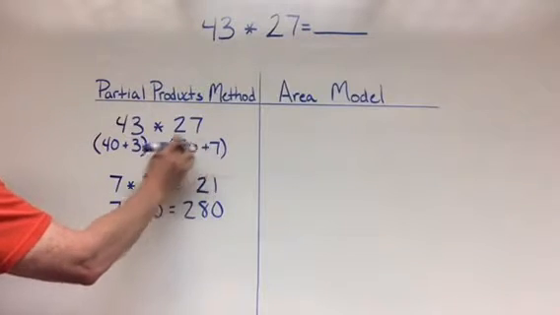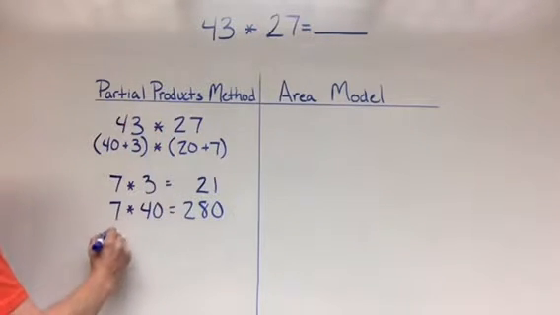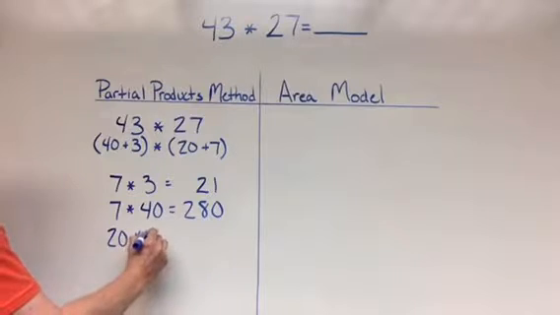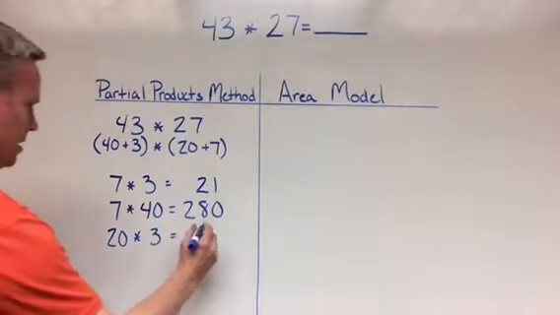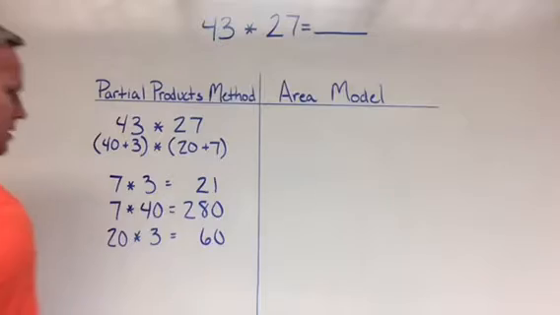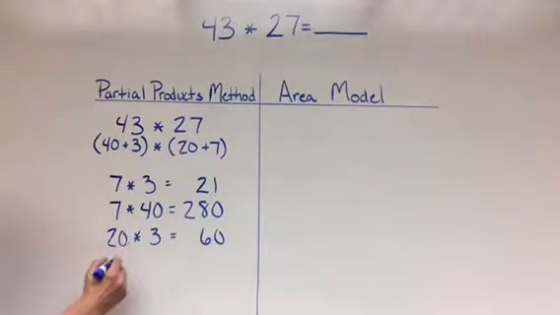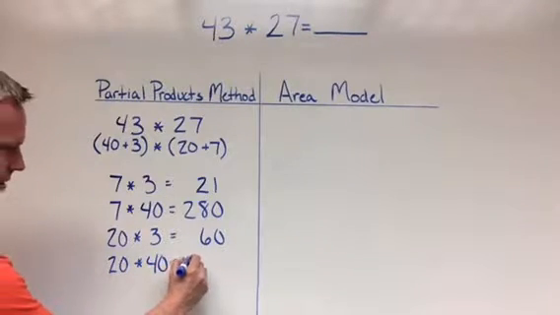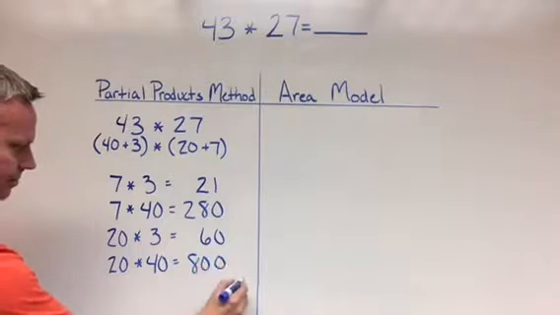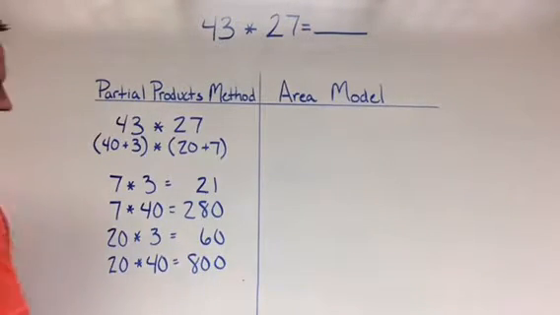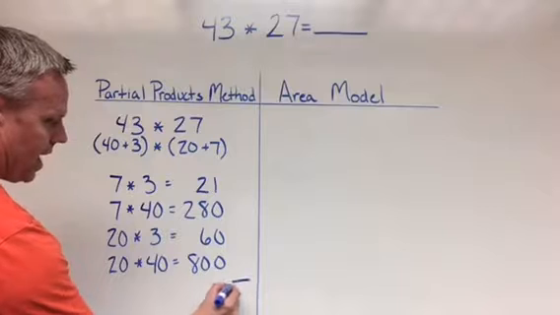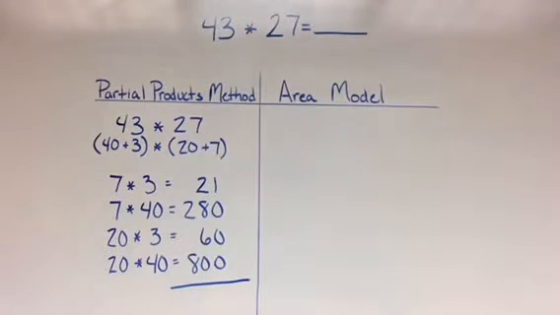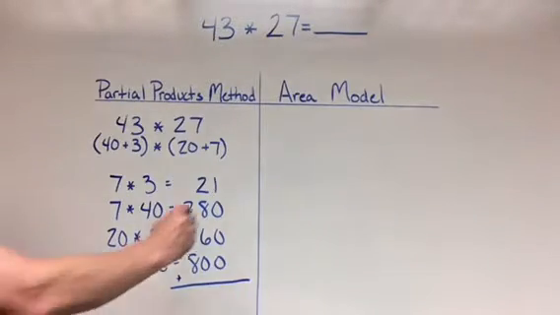All right, well, I'm done with the 7 and I'm moving on to 20 now. And now the 20 is going to multiply by the 3, so 20 times 3 equals 60. And finally, I'm going to multiply the 20 times the 40 to get 800. Now, once I have each of those products, I'm going to add each of the products up to get my final product.